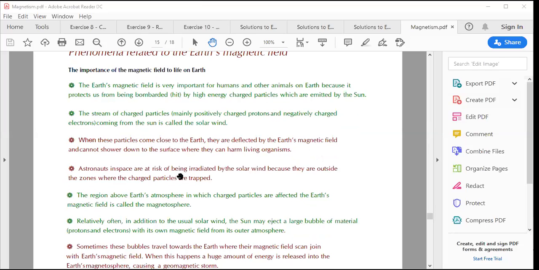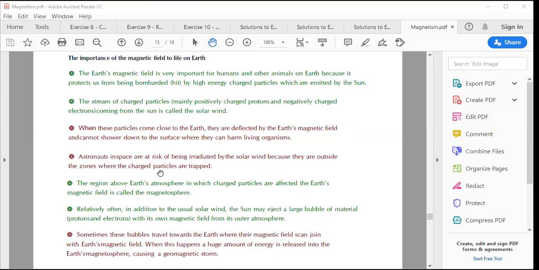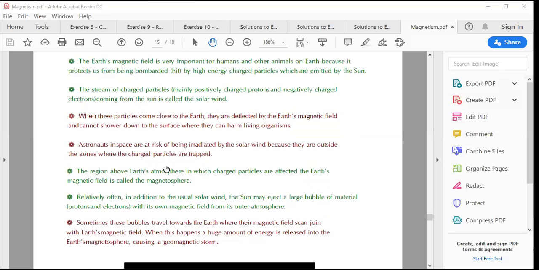Astronauts in space are at risk of being irradiated by the solar wind because they are outside the zones where the charged particles are trapped. So they go away where there's no magnetic field, so they are bound to be affected by these solar winds. The region above the Earth's atmosphere in which charged particles are affected by the Earth's magnetic field, we call the magnetosphere.